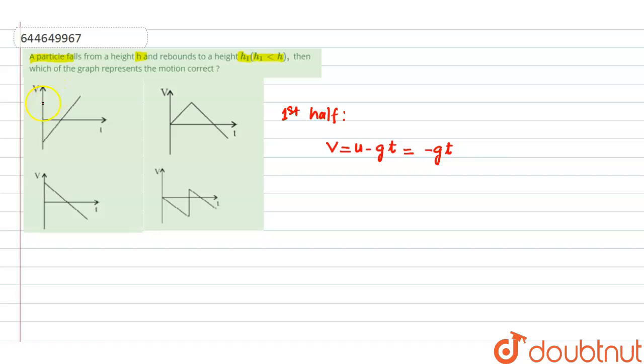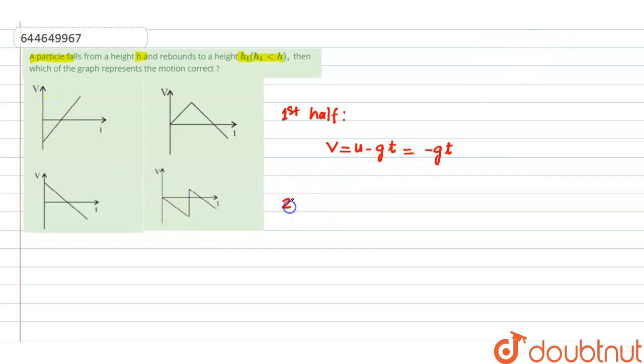Now look at these diagrams here. Out of these, the first diagram represents a negative velocity, and the third diagram also represents negative velocity in the first half. So the correct option must be between the first and the last option.